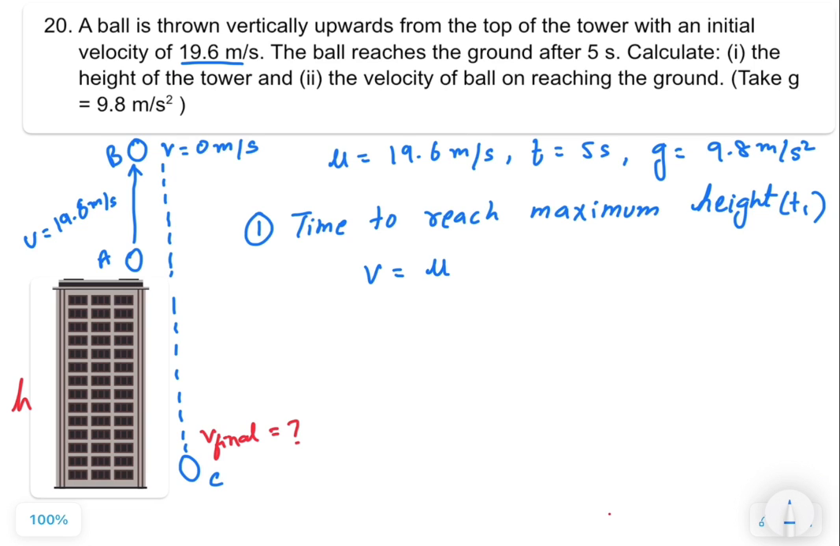v equal to u minus gt. v is the final velocity. In this case, it is the velocity at the highest point. u is the initial velocity with which it was thrown. g is acceleration due to gravity. And t1 is the time taken to reach the highest point. Now v is 0.